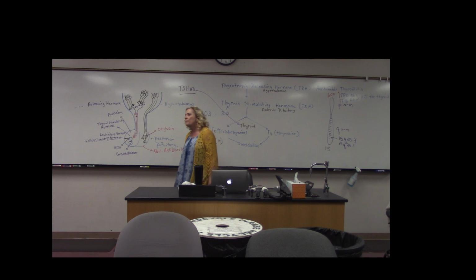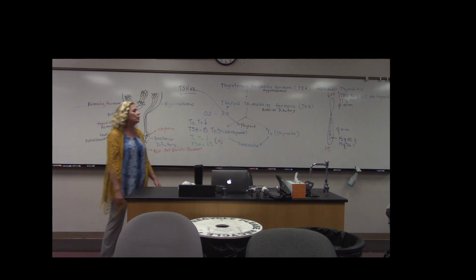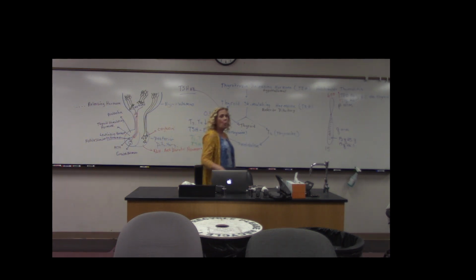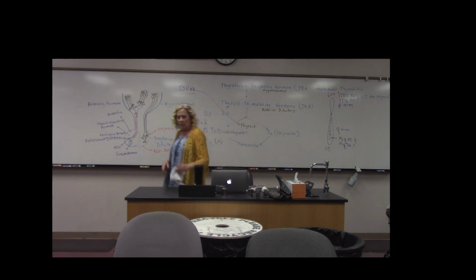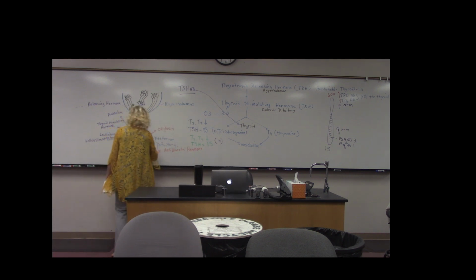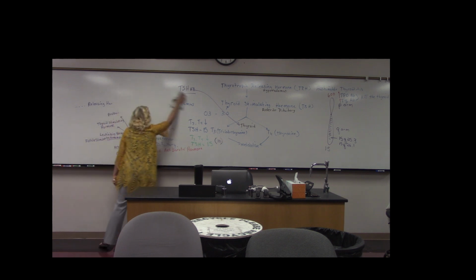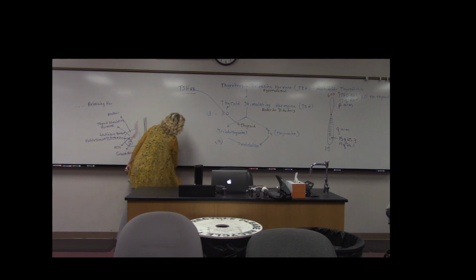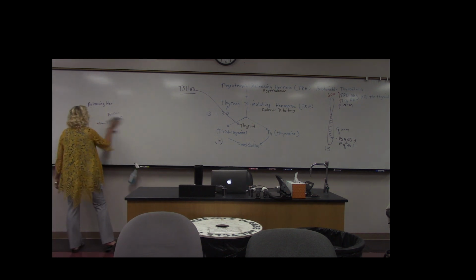Okay, now there are also hormones associated with the thyroid, but these hormones actually control calcium levels. One of the hormones secreted by the thyroid is calcitonin. Calcitonin, coming from the thyroid gland, is going to affect calcium levels in the blood and in the bones. The other hormone that's very important in affecting calcium levels is parathyroid hormone. And parathyroid hormone comes from the parathyroid glands, which sit behind the thyroid.